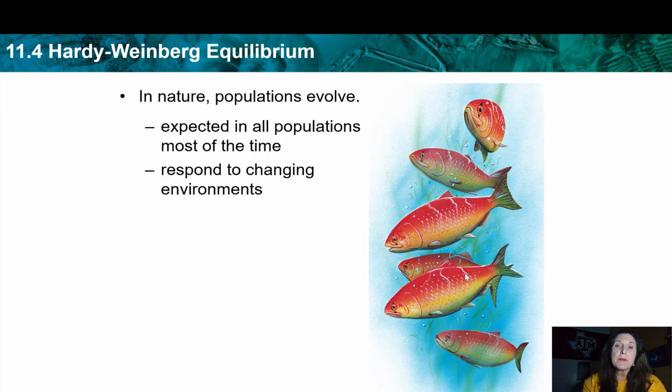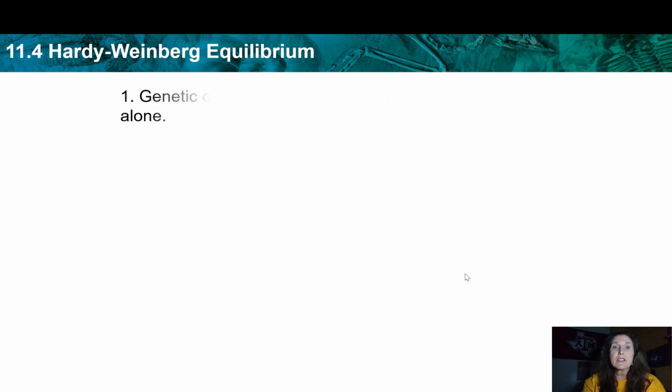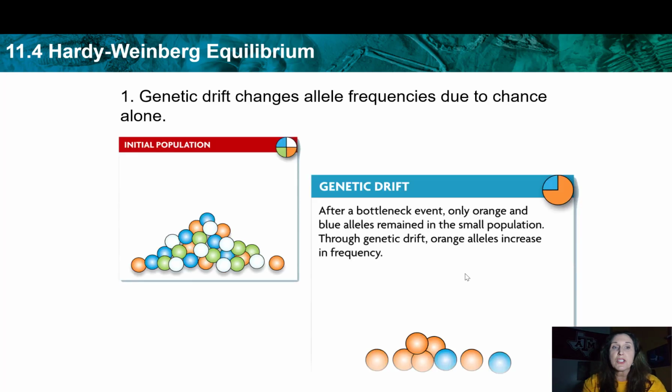So in nature, populations are going to evolve. It's expected in all populations most of the time, because plants, animals, and organisms are going to respond to their changing environment. Genetic drift changes allele frequencies due to chance alone. Here's your initial population. Genetic drift is after a bottleneck event, like a hurricane or whatever. Remember that. This is going to throw you out of Hardy-Weinberg. But if we know Hardy-Weinberg, we're going to know if this happens.